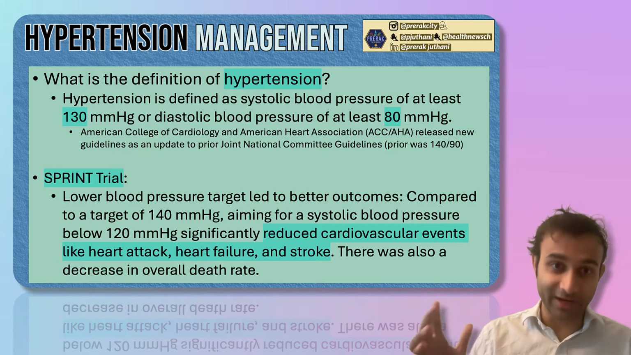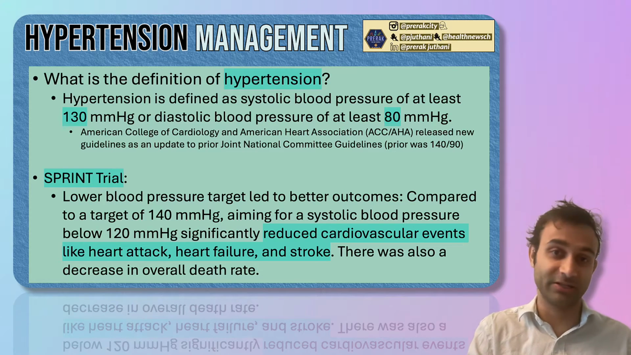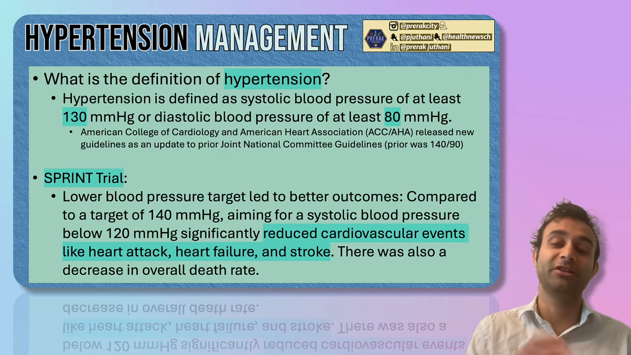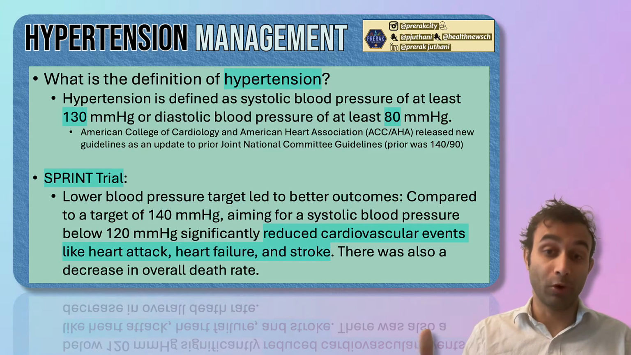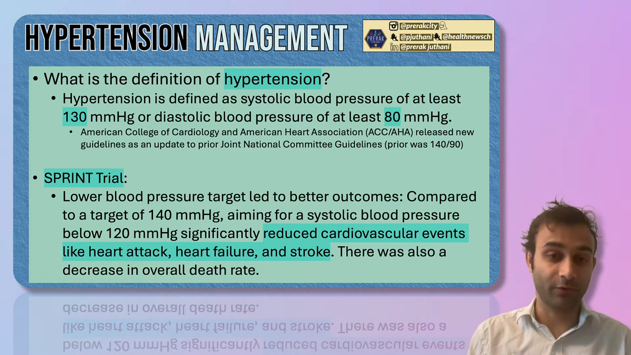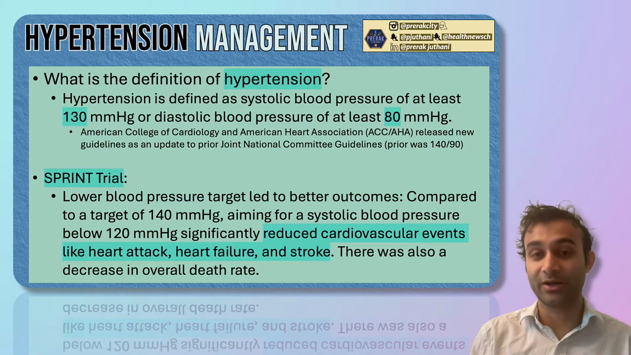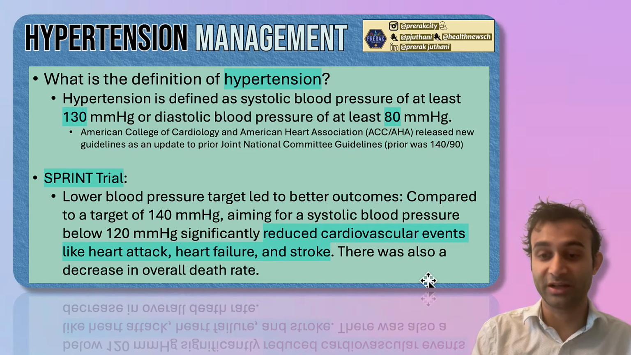Obviously, there's a very fine line between what a lower blood pressure is. You don't want to tank someone's blood pressure because that would be really dangerous. But obviously, a blood pressure that's below 130/80 or right around 120 can be really helpful. And that actually can be very good because it decreases mortality and ultimately also helps decrease cardiovascular events such as heart attack, heart failure, and stroke.